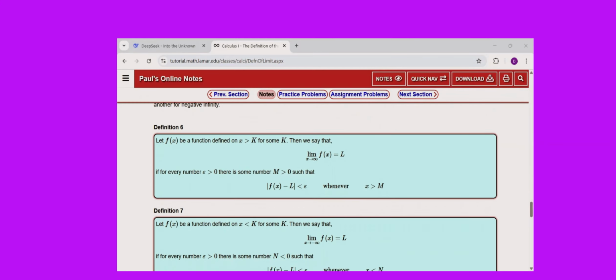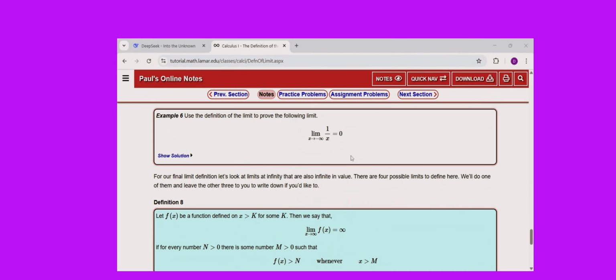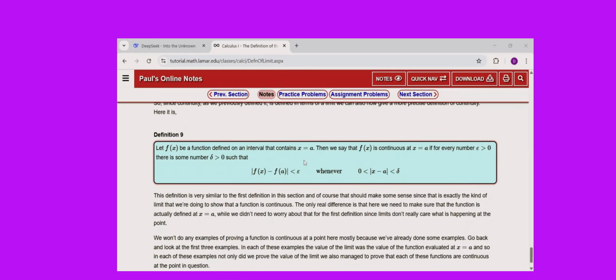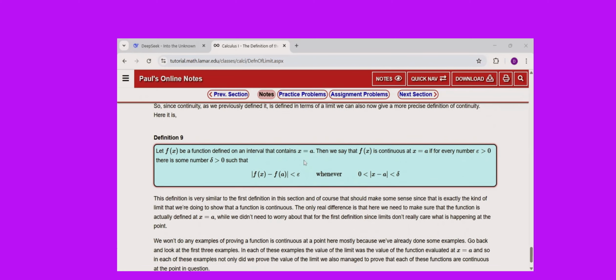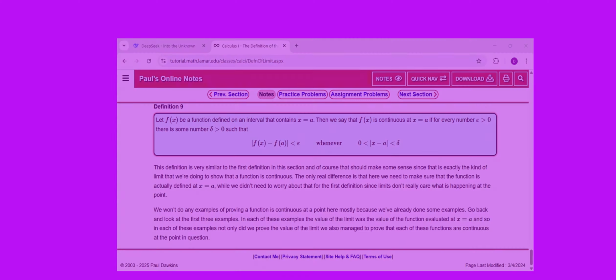Next, let f(x) be a function defined for x greater than some k. Then we say that the limit as x tends to infinity of f(x) is equal to L. Okay, thank you very much. Definition number 9, let's do that today. Thank you.